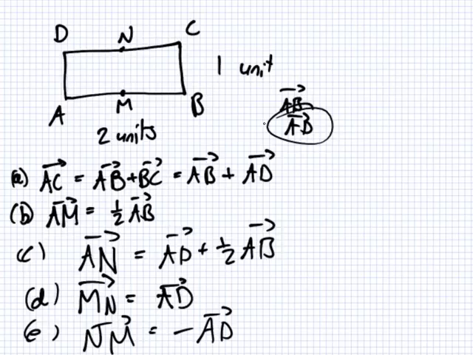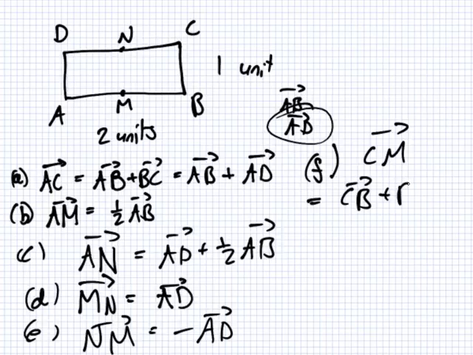Plot twist, indeed. Right, you want a plot twist, let's see. AN. NA. Can't you just invert the arrow? No, the arrow indicates nothing other than it's a vector. CN. CM. What's that? That would be CB plus BM. Minus AD. Minus AD, correct, and then BM is minus a half AB. Very, very good.